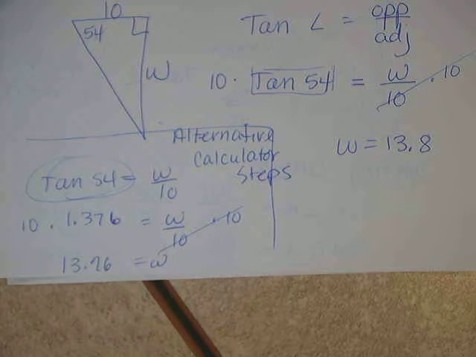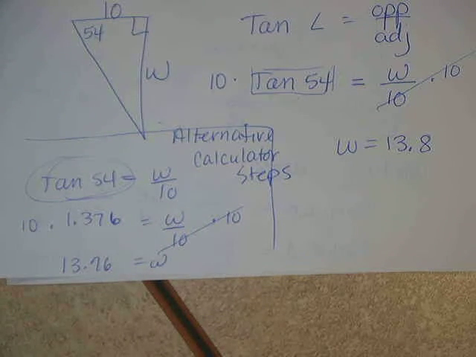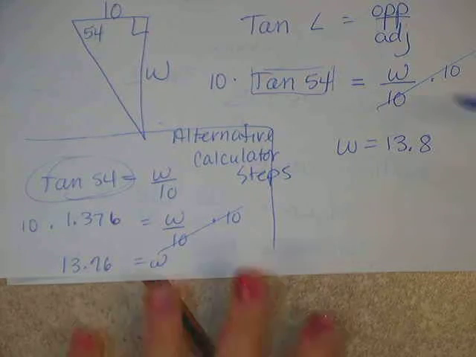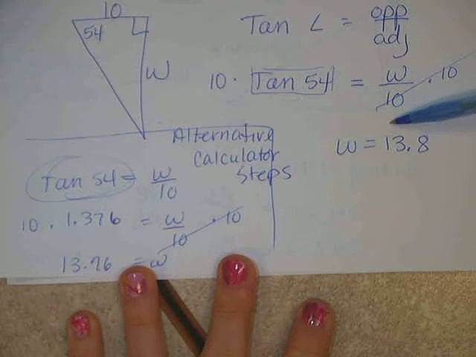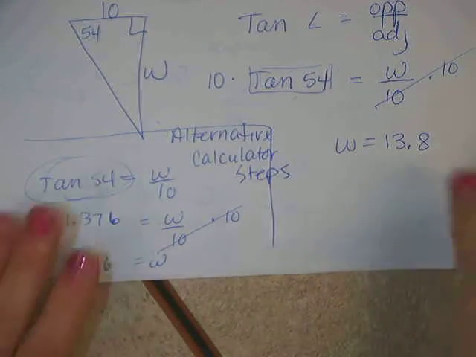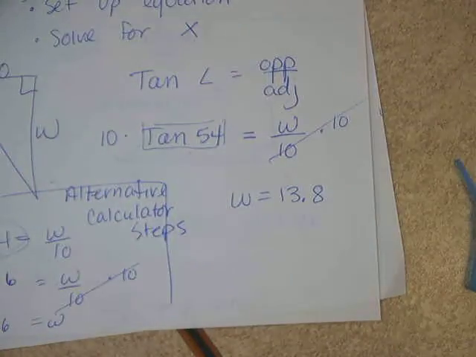Now, say you're putting that in and you're like, yep, I did all that, and I'm not getting 13.76. You need to make sure your calculator is in degrees when you do this, not radians, because radians will give you a totally different answer. So if you find that you're doing all of this and you're getting really teeny tiny numbers and they just don't make sense, check the mode. Okay.